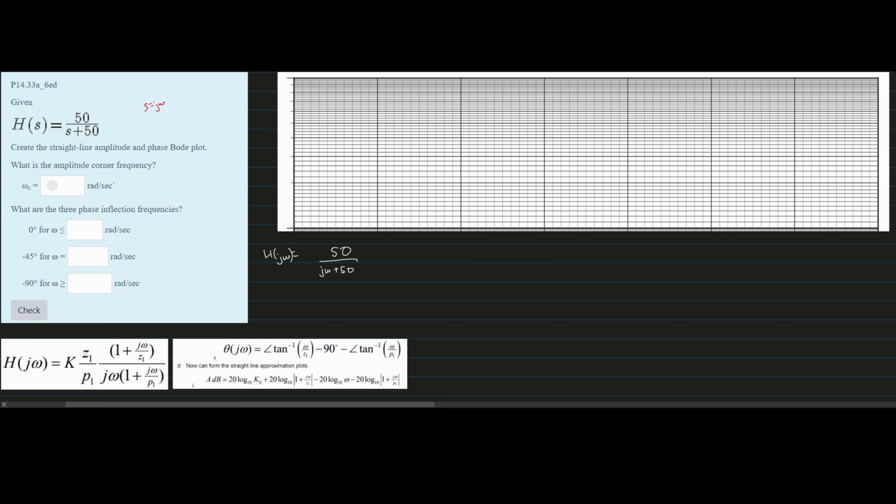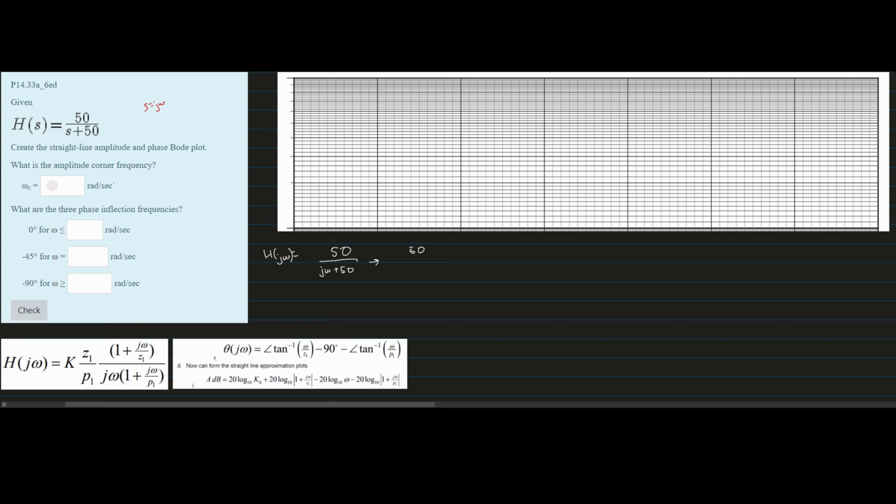Now, from here, we want to make this look like this. We basically want to have a 1 instead of our j omega out here, and then we need to write our K with the z1 and p1. We don't have any z's, because remember z's are zeros and that's in the numerator. We don't have anything in there. In our denominator though, we have this p1 which is 50.